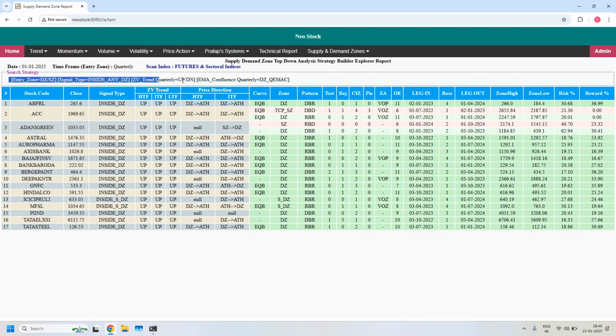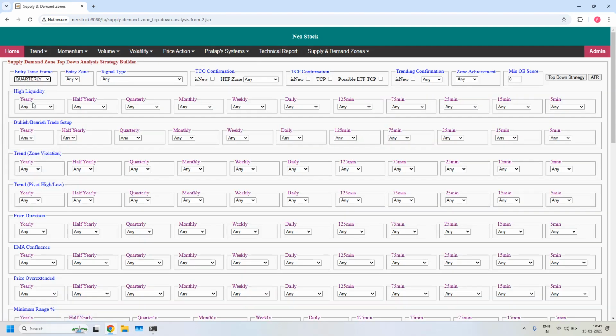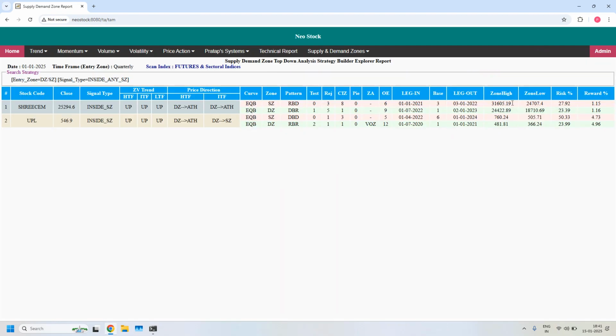You can always look into the search filter. Trend is up or down, quarterly trend, and EMA Confluence, quarterly demand zone having quarterly EMA Confluence. This is the way you have to understand. Okay, next, quarterly time frame. Price closed inside the quarterly supply zone. We have only 2 stocks.